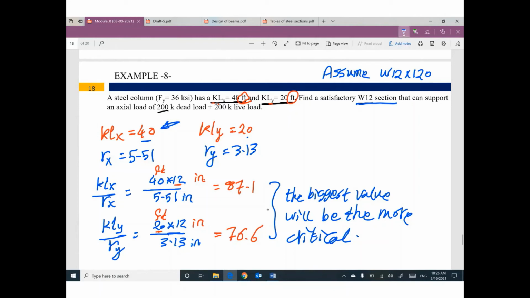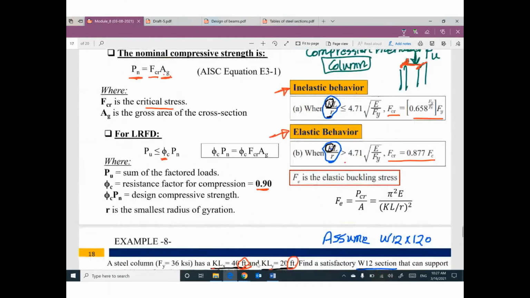Probably something will happen. We have to get the value for KL divide R, which is called slenderness ratio. Slenderness ratio, KL divide R: KLx divide Rx, KLy divide Ry. Then, based on the numbers, the biggest value will give you the more critical situation. So right now, KL divide R, which will be used, will be 87.1. Okay? Which one, this situation or this situation? I have to wait until I get the value of this term.